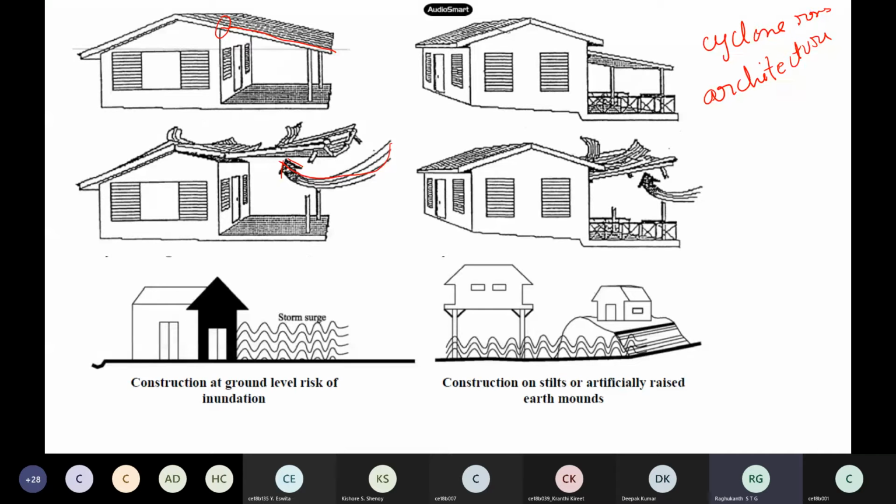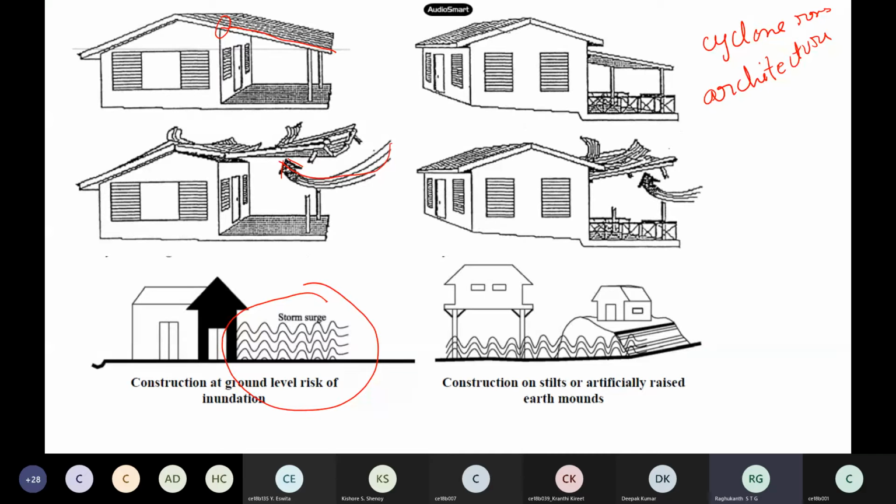Now another problem: whenever you are having cyclones, not only just the wind, but you will also be having huge rain, and this is what we call storm surge. So this also comes into the picture. If you are located at a low level, although your structure may be fine for wind, you will be submerged in this water itself. So this is also a very important thing.